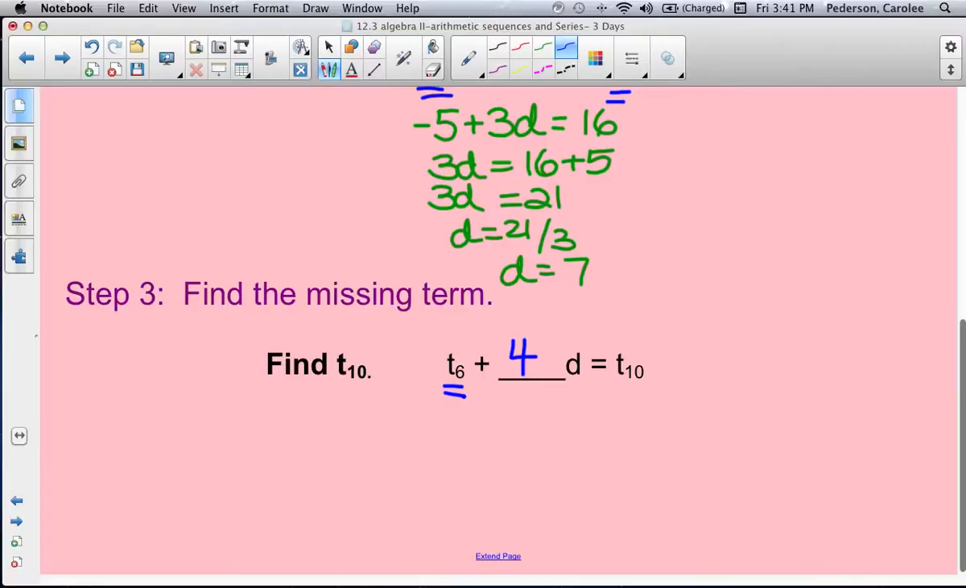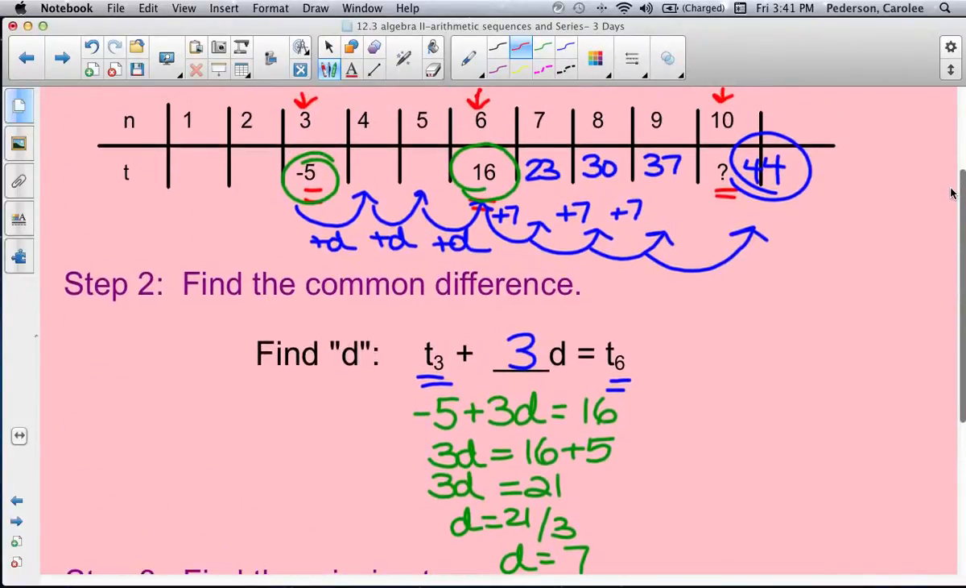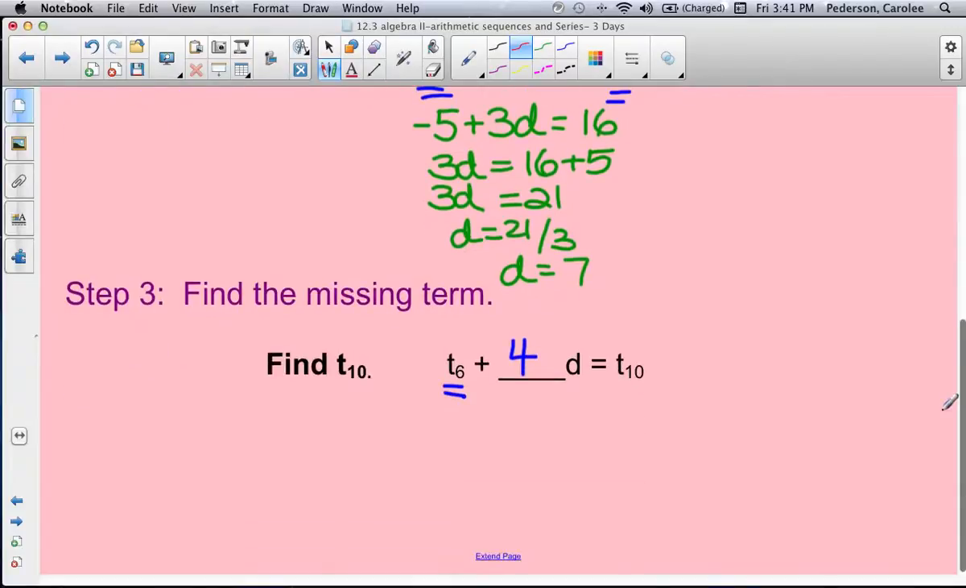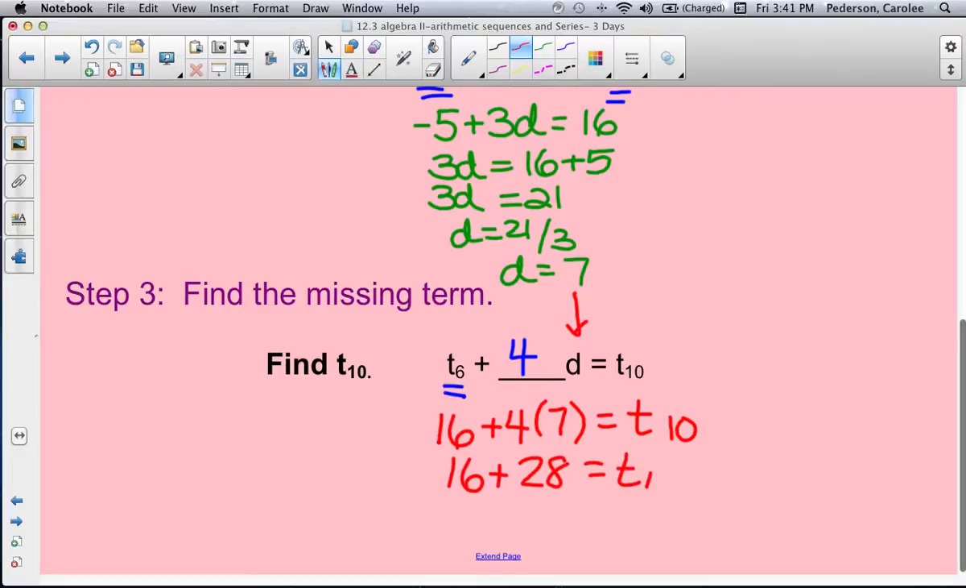Now we can substitute in the values for term 6 and the common difference. So term 6 is 16 plus 4, and then we just found D to be 7, and that'll give us term 10. So 16 plus 4 times 7 is 28. And then 16 plus 28 is 44.